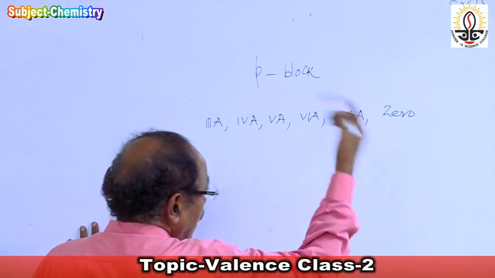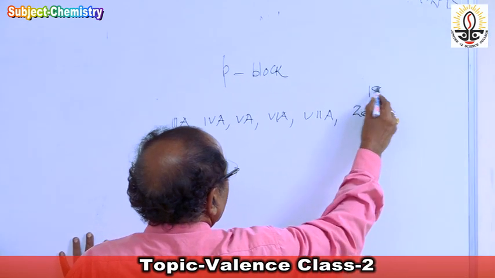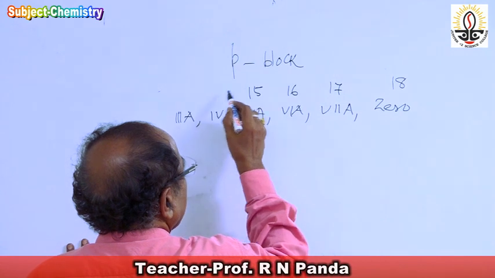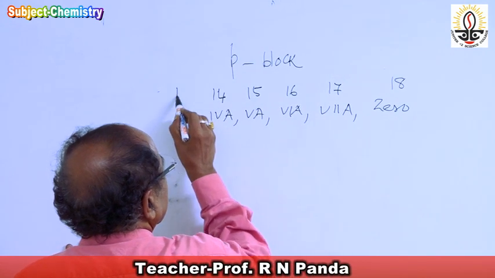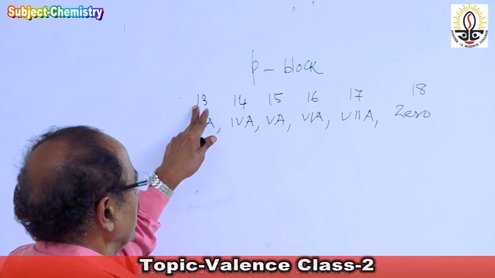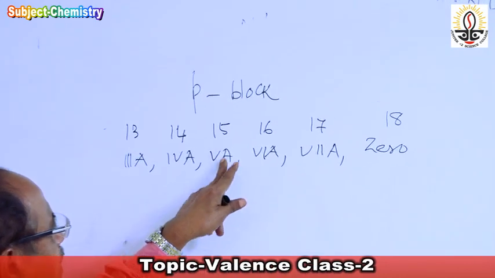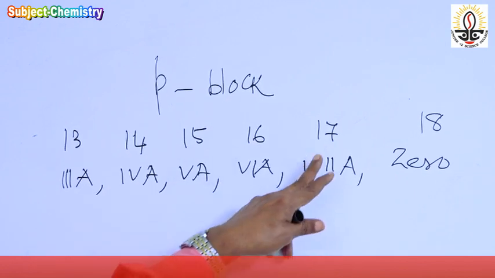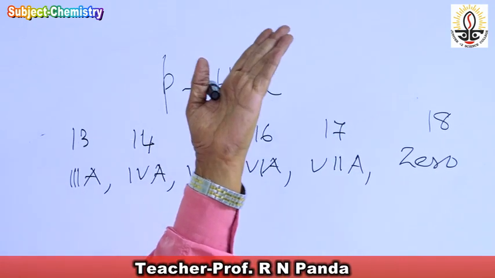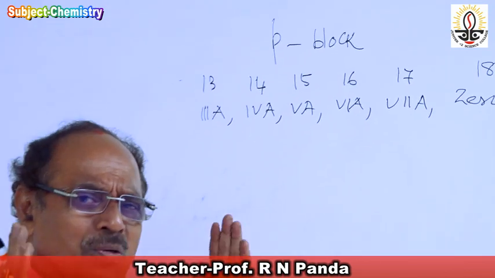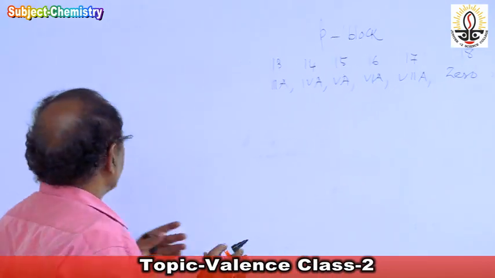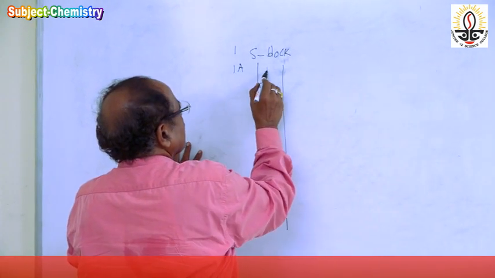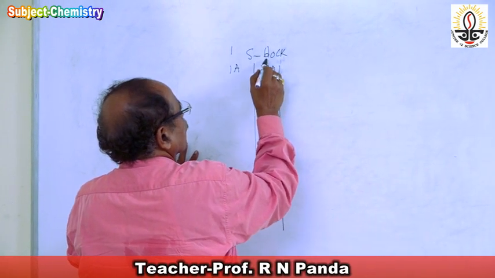If you go to the long form, it is 18, 17, 16, 15, 14, 13. 10 plus 3 is 13, 10 plus 4 is 14, 10 plus 5 is 15, 10 plus 6 is 16, 10 plus 7 is 17, 10 plus 8 is 18. See how nicely the periodic table is arranged. This is 1A and 2A, group 1 and group 2.